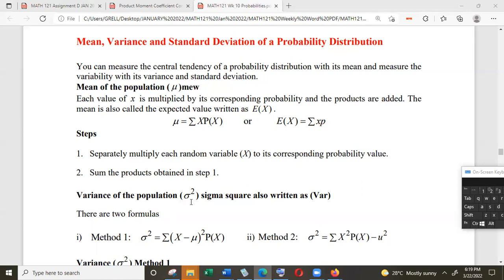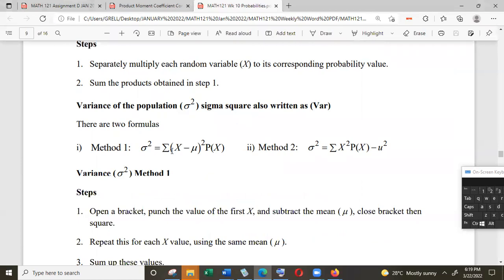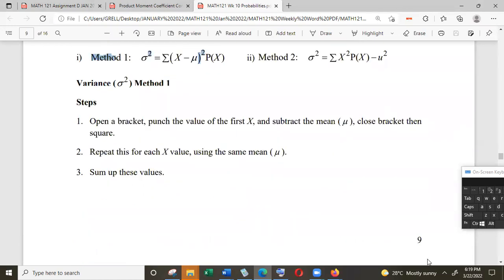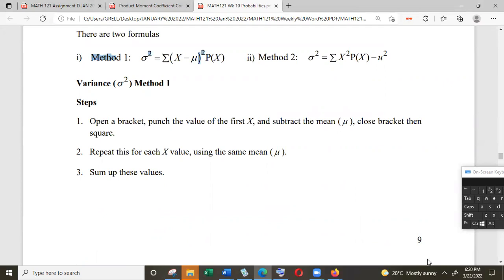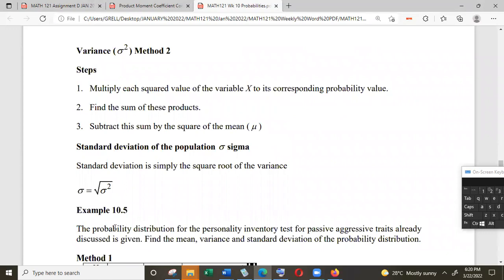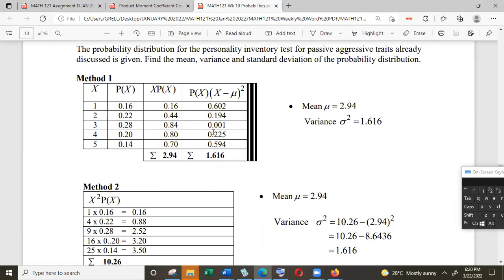Variance of population, sigma squared. Sigma squared is also written as variance. There are two formulas, method 1 and method 2. Here's the instructions for method 1. This can bring us reminders of variance in numerical analysis. There are two methods, and the same thing is occurring for probabilities. And the standard deviation is the square root of the variance, and you have an example showing you how to find the mean and the variance.